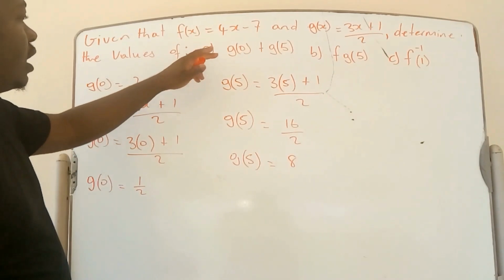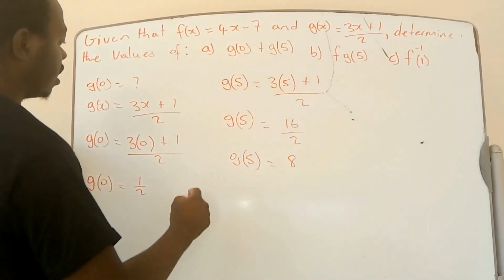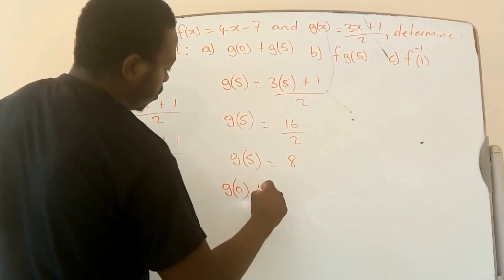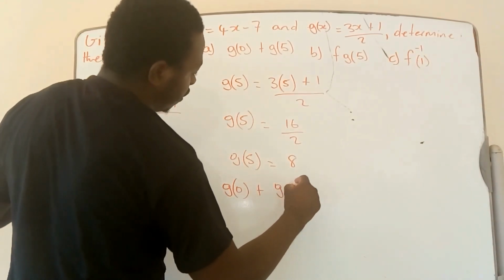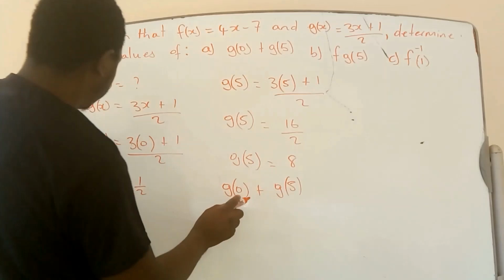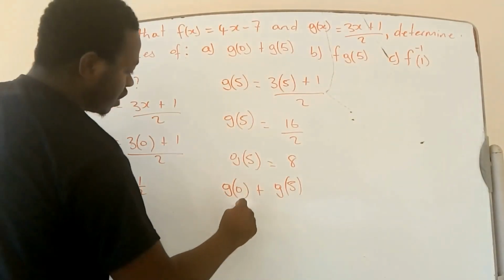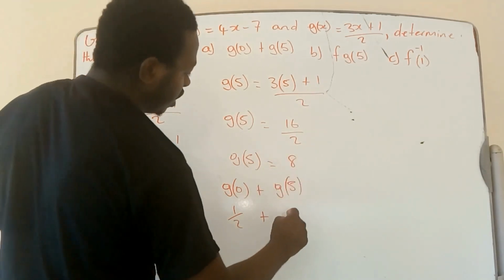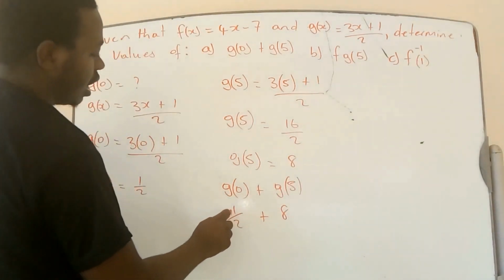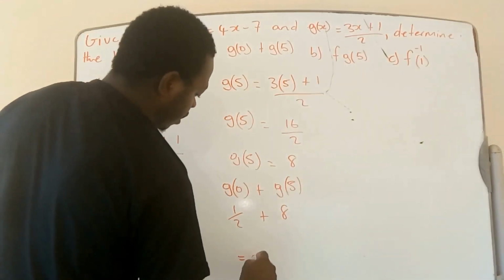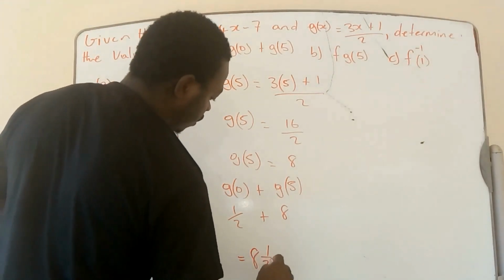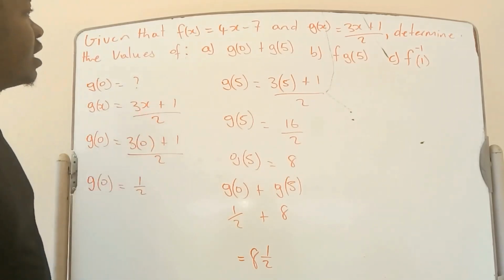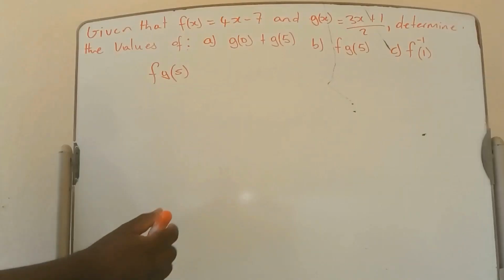So now we can go ahead and just simply combine these together. So we know we want g of 0 plus g of 5. What is g of 0? g of 0 is a half, so this is a half plus g of 5 is just 8, so this is a half plus 8. A half plus 8, that is just equal to 8 and 1 over 2. Alright? So that's it. So let's look at the second problem.